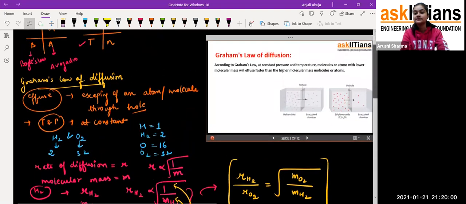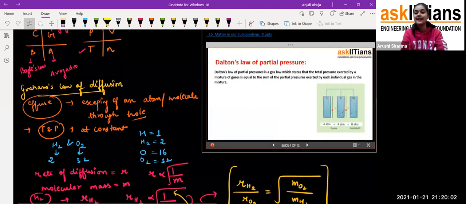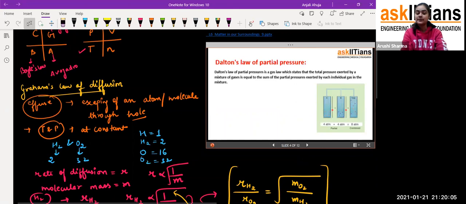Fine, students? Good. Now it's Dalton's law of partial pressure. Now you'll say, ma'am, what is partial pressure? See, students, if one container is there, and in that container I am taking different types of gases, nitrogen, oxygen, and hydrogen, three of these gases are there. The pressure exerted by a particular gas, for example the pressure exerted by oxygen, is the partial pressure of oxygen. So that is called the partial pressure. It is the pressure exerted by the individual gas.